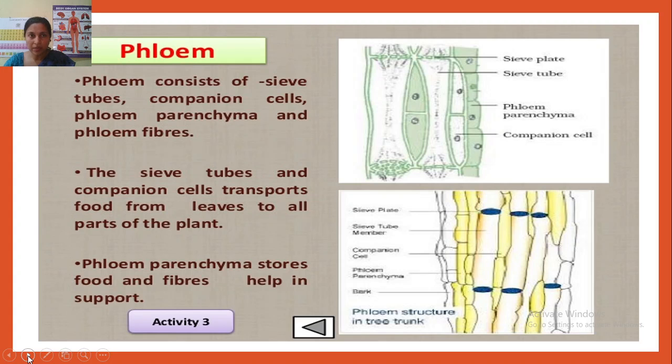The companion cells contain a nucleus, so it's going to control all the activities in the sieve tube element. The sieve tube elements, the companion cells and phloem parenchyma are living cells, but the phloem fibers are going to be dead cells.